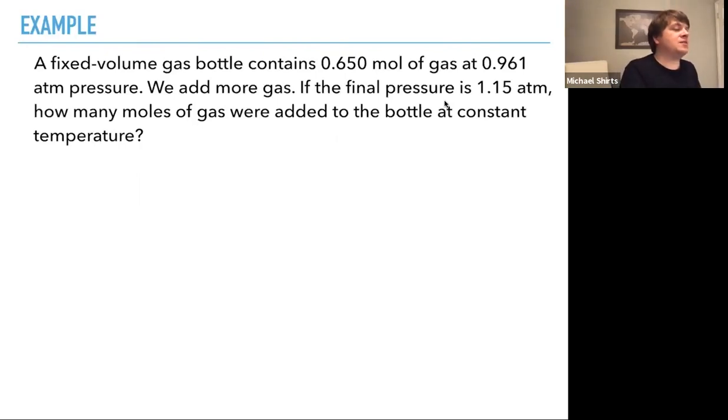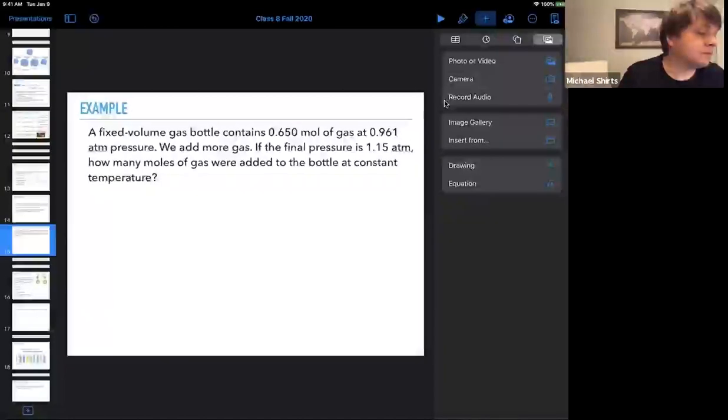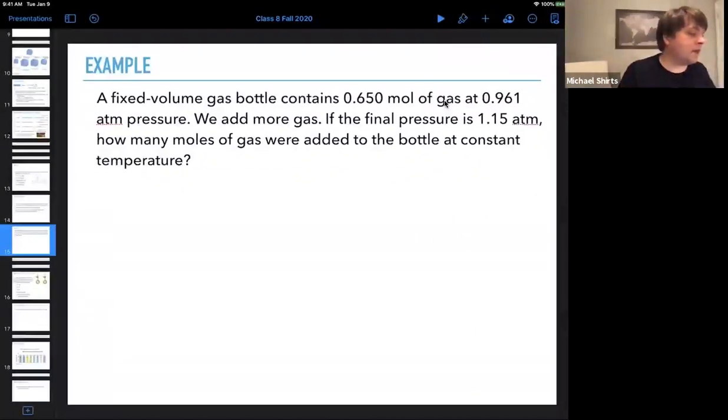Let's do a simple usage of the ideal gas law. A fixed volume gas bottle contains 0.650 moles of gas at 0.961 atmosphere pressure. We add some more gas. If the final pressure is 1.15 atmospheres, how many moles of gas were added to the bottle at constant temperature? Okay, so great. We think, aha, a gas.